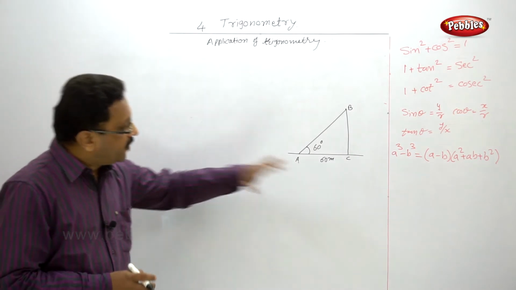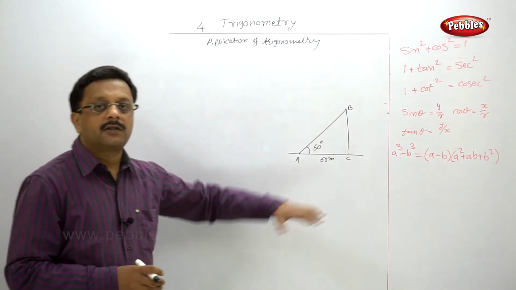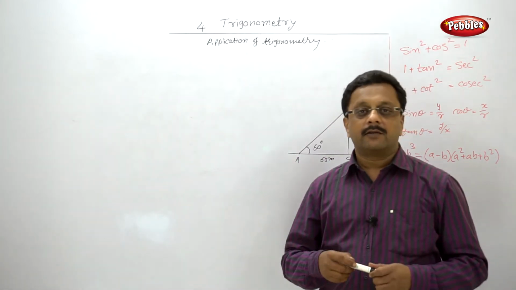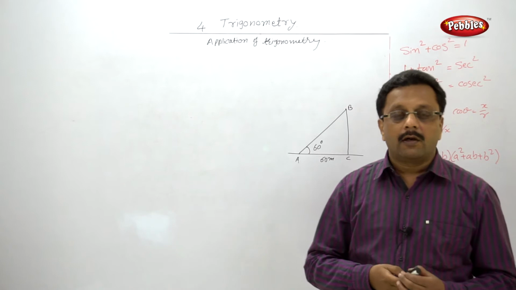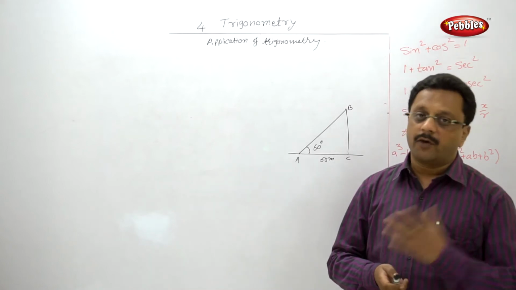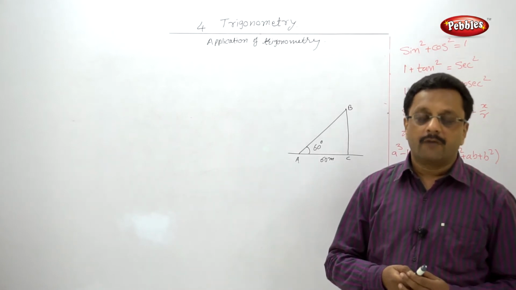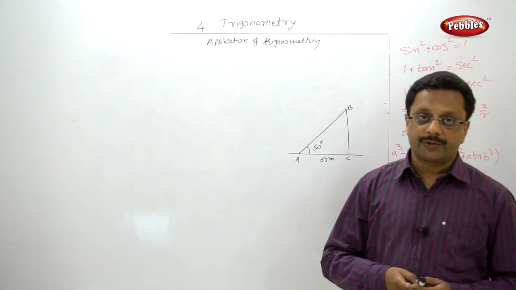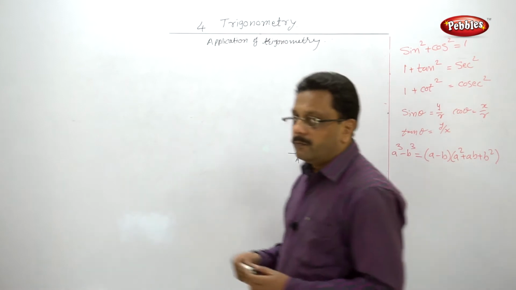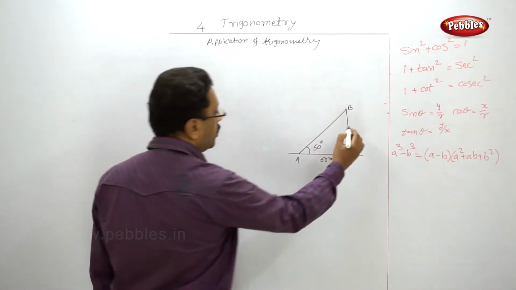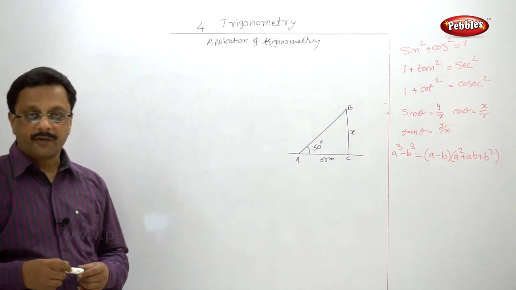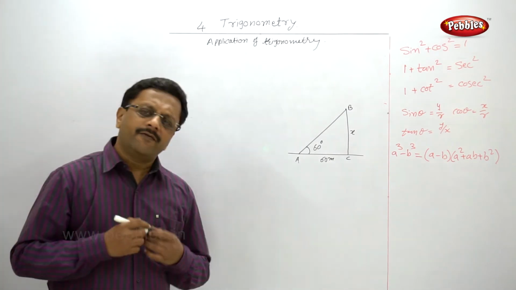When the figure is perfect, this is just the application of sine, cos, tan and the angles. Mostly they will give angles like 30, 60, 45, of which you already know the values of all the trigonometric ratios. So here, how will you find this? You want to find this x, that is the height of the tree. How will you find it out? Very easy.